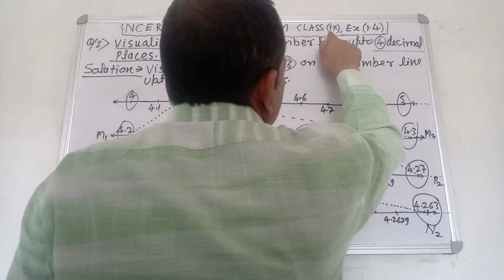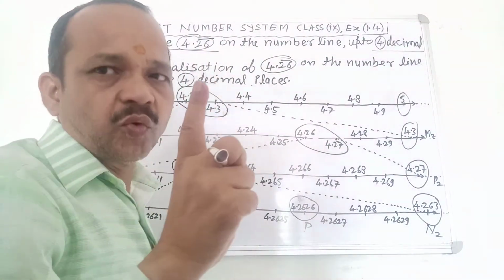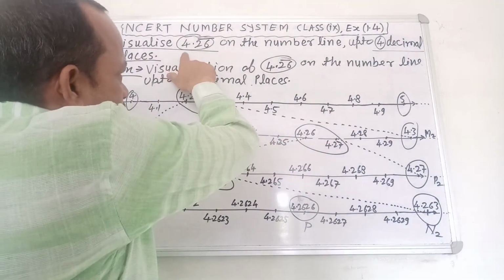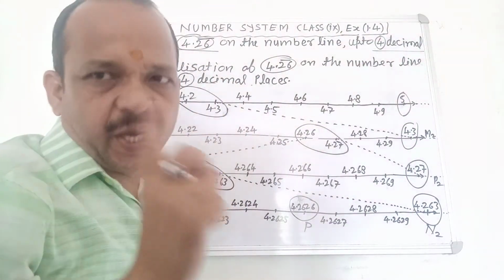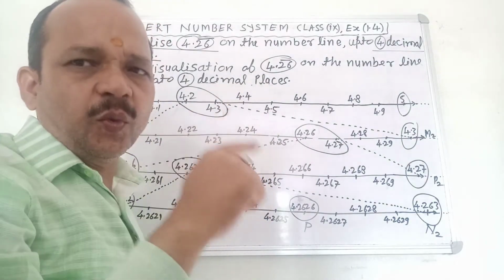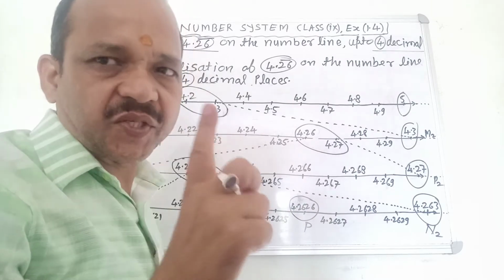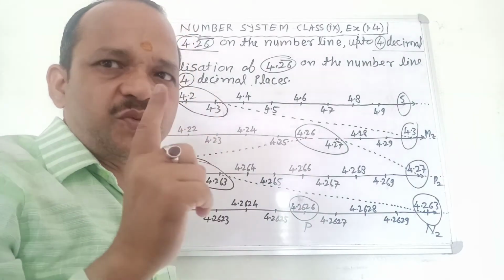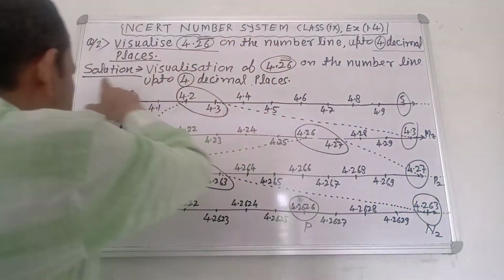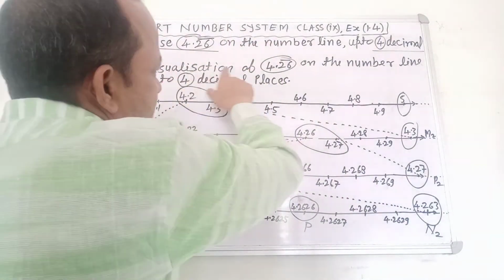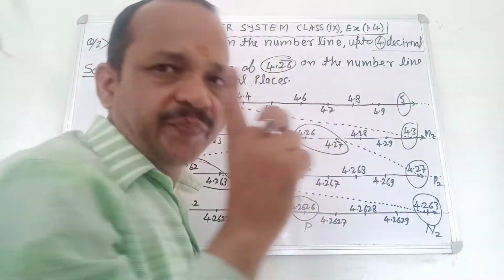NCERT Number System, class 9, exercise 1.4, question number 2. Visualize 4.26 bar on the number line up to 4 decimal places. Question is clear? No confusion about the question? Very good. See the board. Solution: visualization of 4.26 bar on the number line up to 4 decimal places.